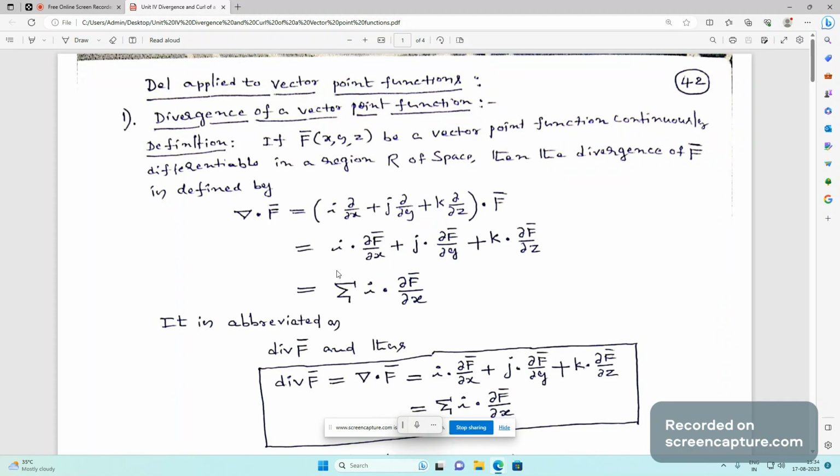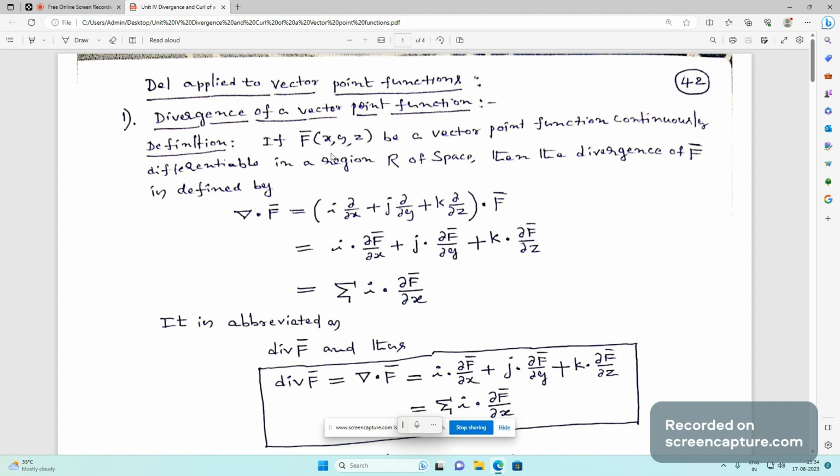Today our topic is vector differential calculus. In this chapter, we discuss del applied to vector point functions. In the previous class, we discussed del applied to scalar point functions, which gives rise to the gradient. Now in this class, del applied to vector point functions gives rise to divergence and curl. First, we will define the divergence of a vector point function.